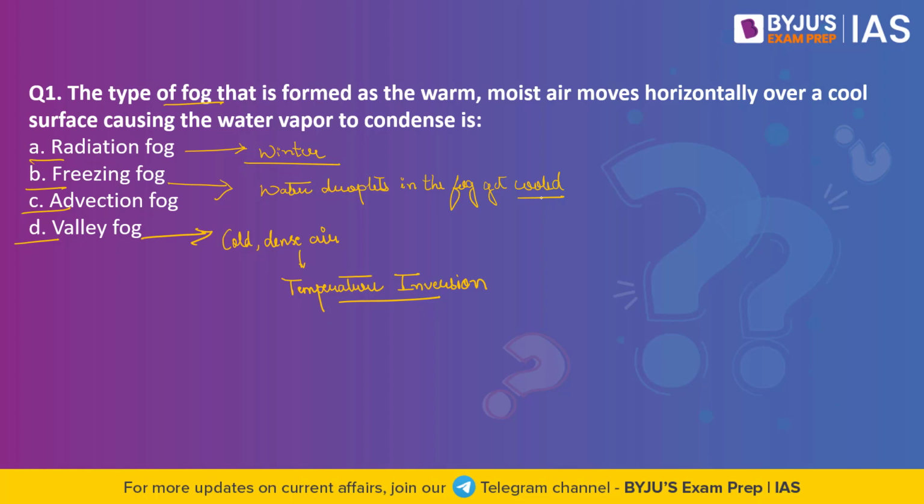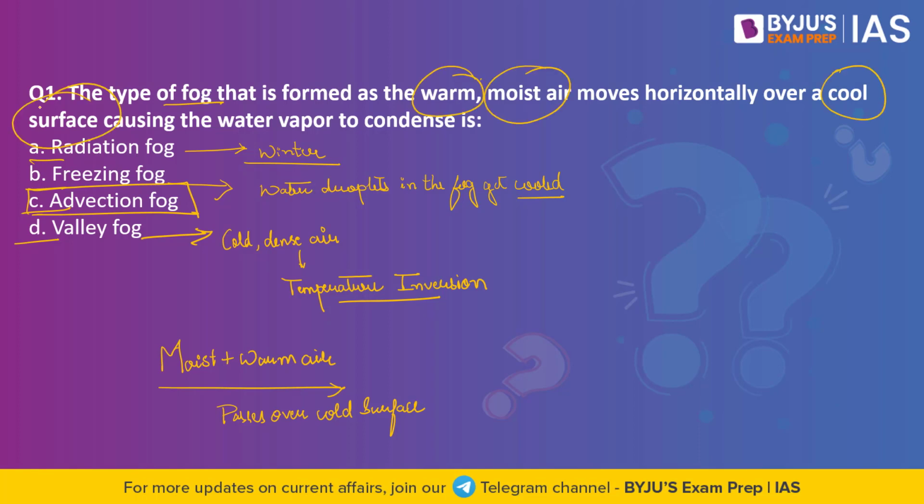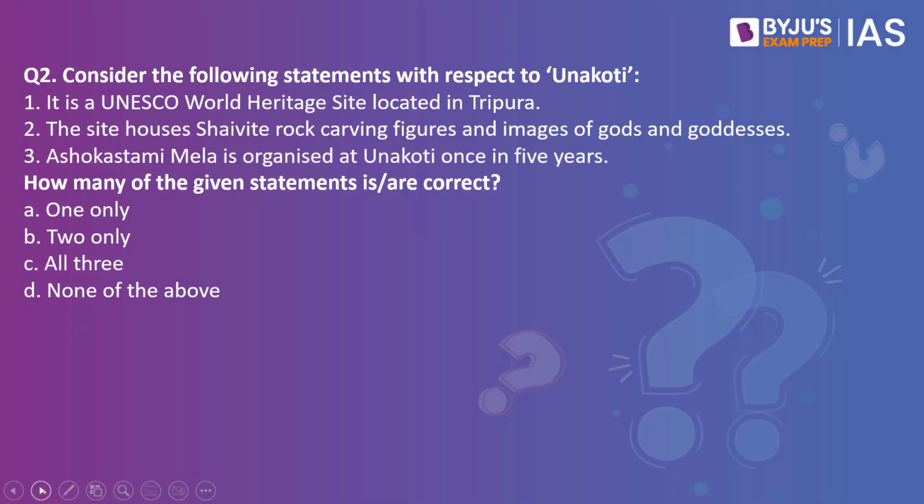Now coming to advection fog. Advection fog occurs when moist warm air passes over a colder surface and is cooled. A common example is when a warm front passes over an area with snow cover. Please note that this is also very common at sea when moist tropical air moves over cooler waters. So the right answer to our question here would be option C, advection fog. Moving on to question number 2.